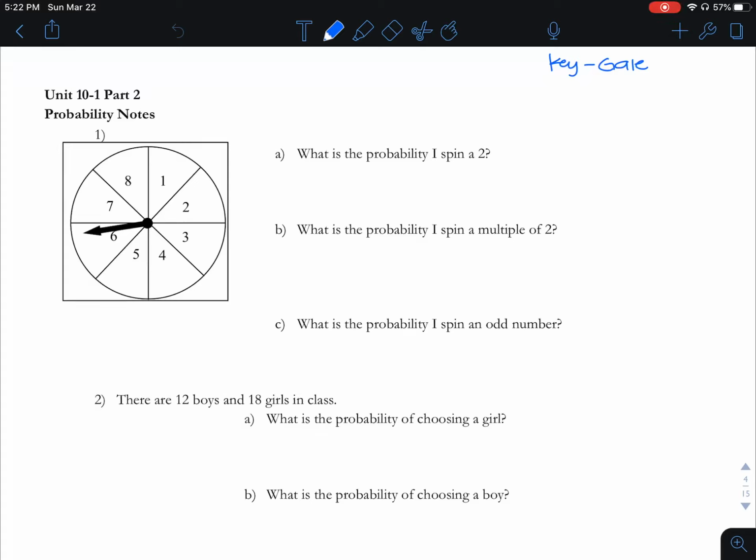All right, so we learned a little bit about probability. Let's finish up those notes with part 2 of probability notes, 10.1.